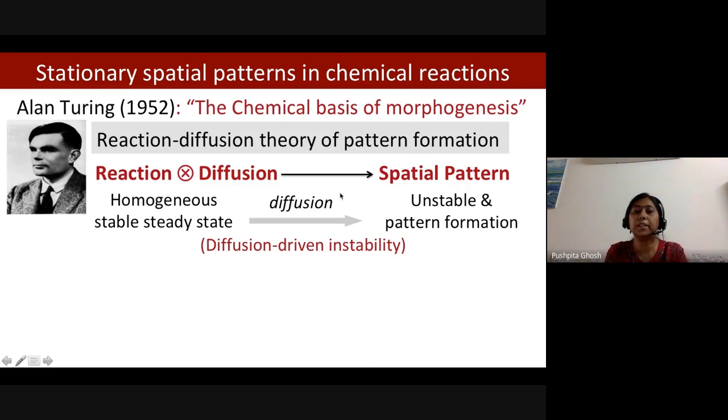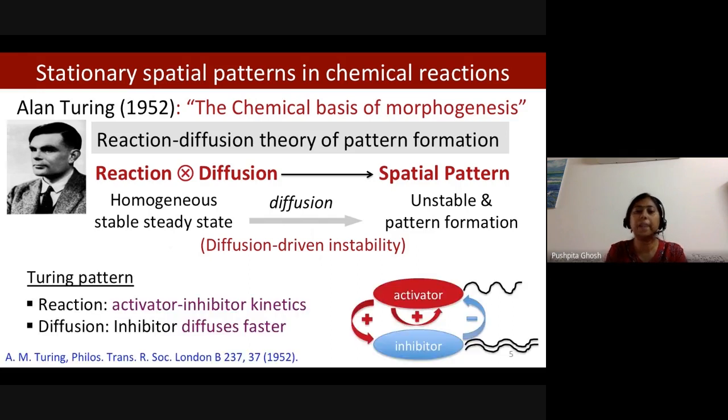So this, in more formal words, in terms of nonlinear dynamics, tells us that a homogeneous stable steady state under diffusion becomes unstable, and a diffusion driven instability gets to form stationary patterns. But it depends upon certain conditions.